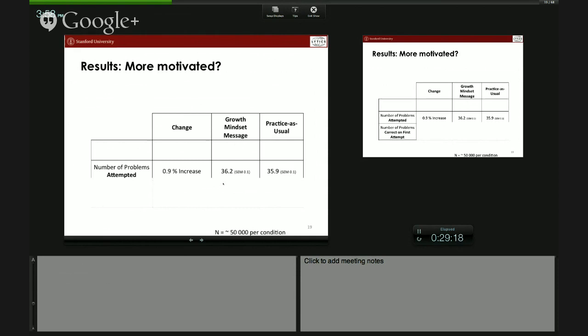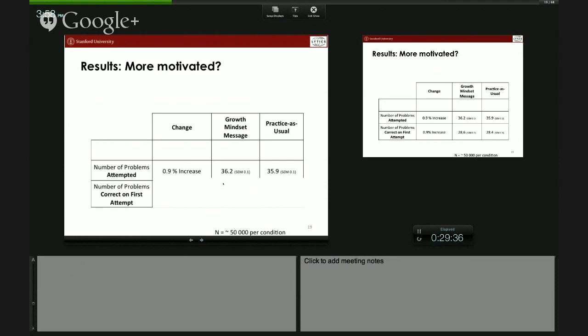Now, you could imagine people might be attempting more problems, but that doesn't mean they're actually learning any better. They could be attempting more problems and actually making more mistakes. The accuracy could be going down. They could be sort of flailing. So here's another measure: did they increase how many problems they got right on their first attempt?